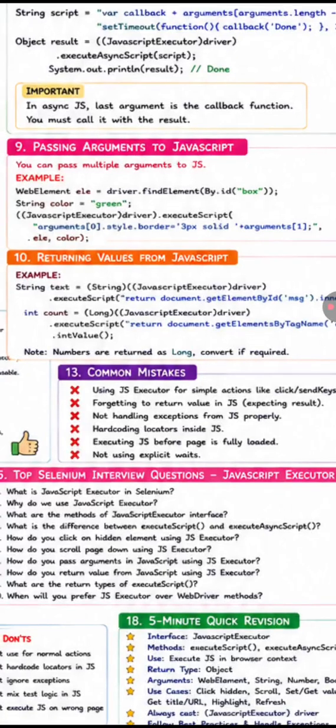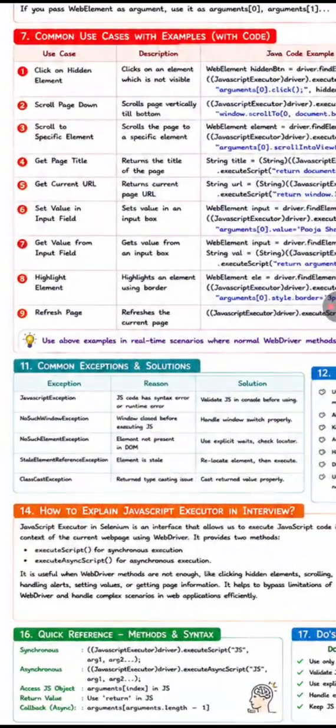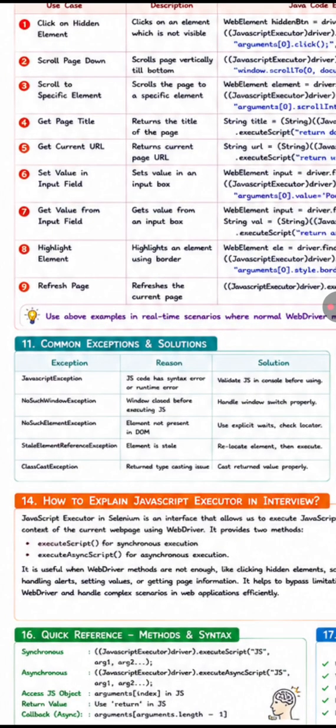Returning a value from the JavaScript: when we take any number, numbers are returned as a Long and we have to convert if required. There are common exceptions that you can face when using JavaScript executor, like JavaScriptException, NoSuchWindowException, NoSuchElementException, StaleElementReferenceException and ClassCastException.